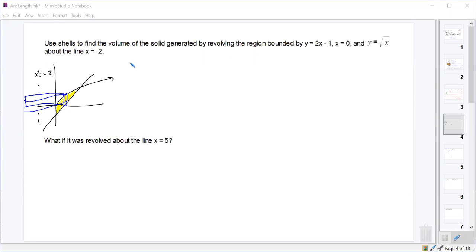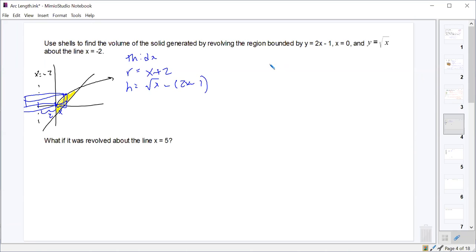All right, so what is, first off, the thickness? Dx. Should be dx. Okay. And what about our radius? Is it x plus 2? Yep, it's this distance from here to here, which is 2, plus this distance, which is x. So 2 plus x, x plus 2, however you want to write it, it's fine. And what about the height? Yep, root x minus 2x minus 1.